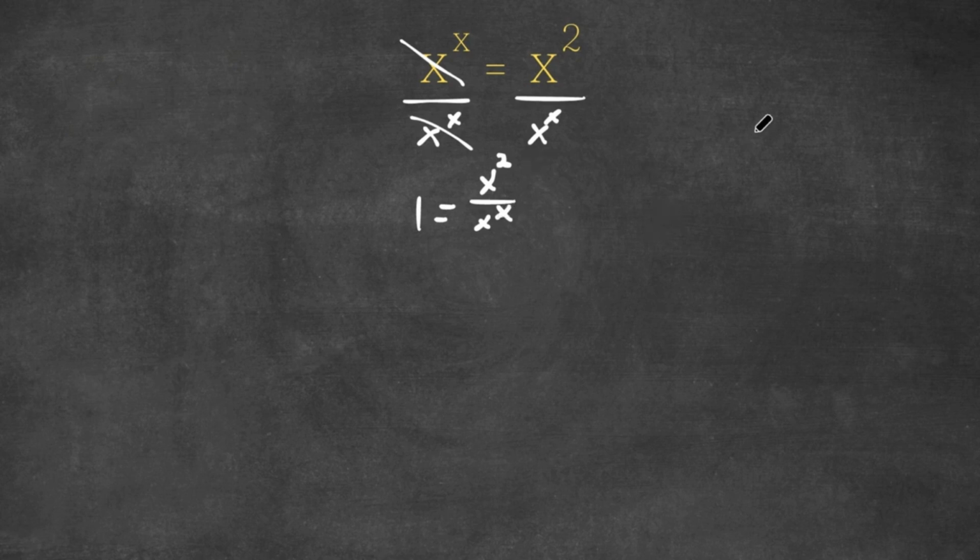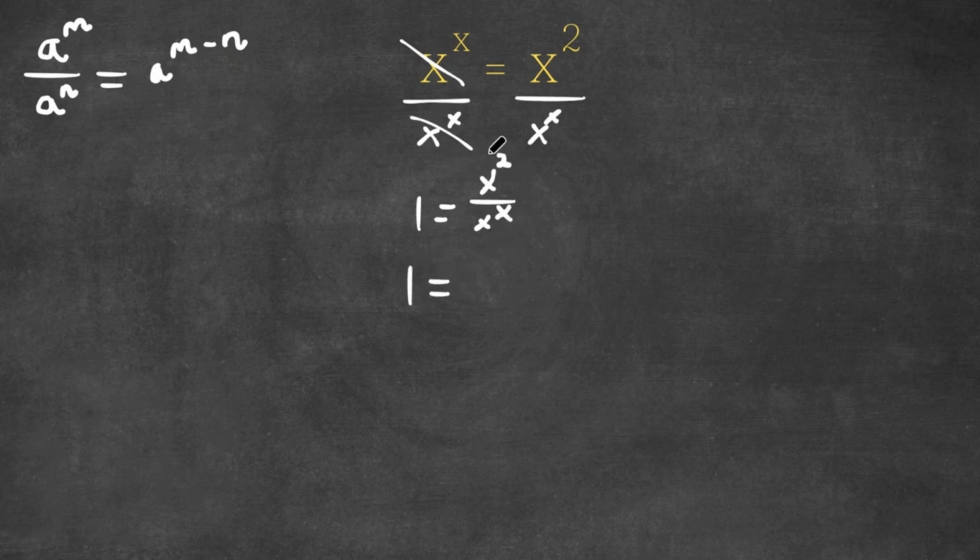Now, if we have something in the form a to the power of m divided by a to the power of n, then this is equal to a to the power of m minus n. And we are going to use this property for x to the power of 2 divided by x to the power of x. We can think of 2 as m and x as n, so this would be x to the power of 2 minus x.